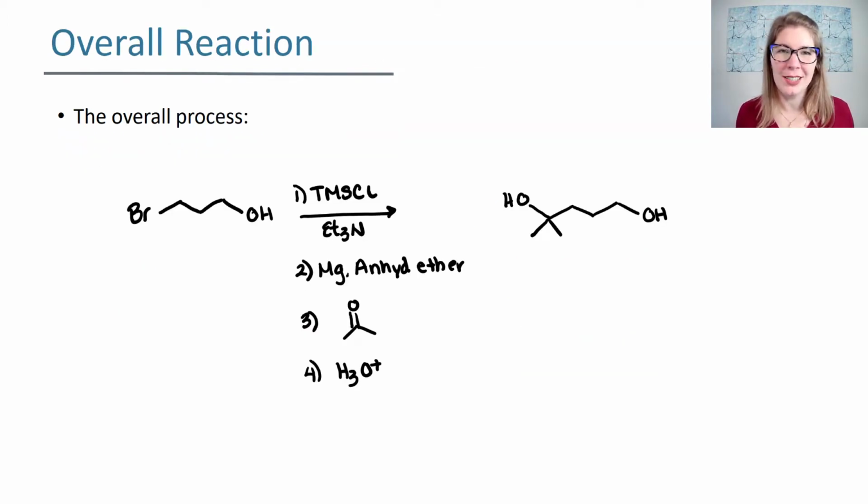The overall process is pretty lengthy, right? The first thing that you do is you start off with TMSCl and a little bit of base, and that's going to get you to the OTMS, which is where you protect that alcohol. Then you can create the Grignard by adding magnesium and anhydrous ether. Then you add whatever carbonyl compound you want to add. And then finally, I like to just add H3O+ at the end because that goes ahead and it protonates my O- and it takes off the TMS to recreate the alcohol.